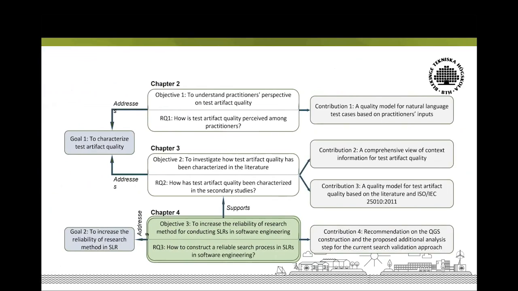Now coming to the third study. When we conducted the tertiary study, we used the quasi-gold standard approach to verify the search results. And by doing that, we saw that there are some issues with that approach when you use it, and therefore we wanted to investigate further. And that's the motivation for the SLR study.